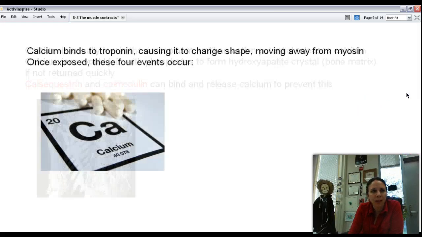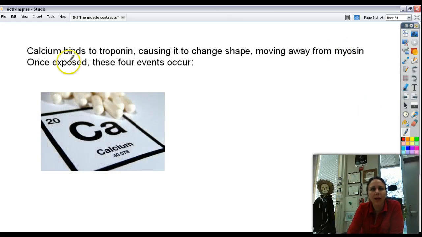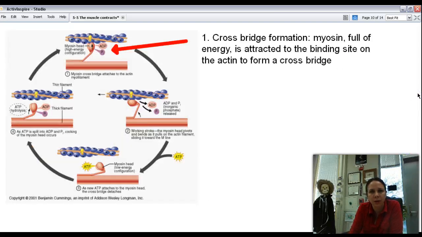All right. Now, calcium binds to troponin, right? Causing it to change shape and then moving away from the myosin. Once exposed, so once the actin is exposed, we're going to get 4 events. So what we're doing is we're just taking a look up close at what's actually going on between the actin and the myosin. So there's 4 little steps here.